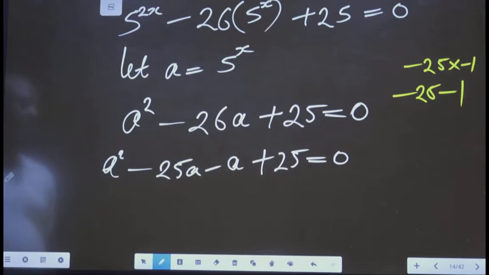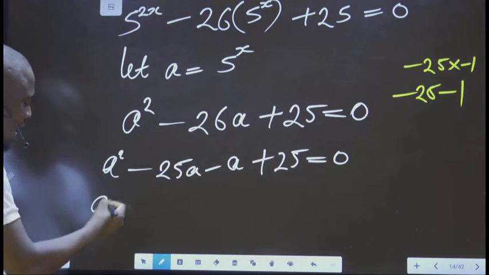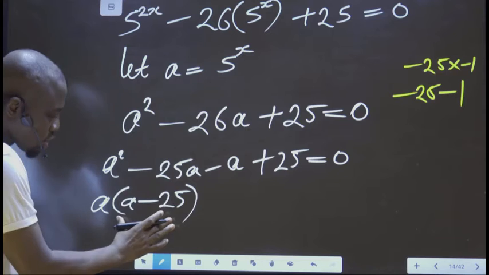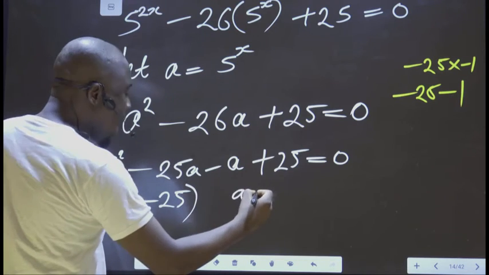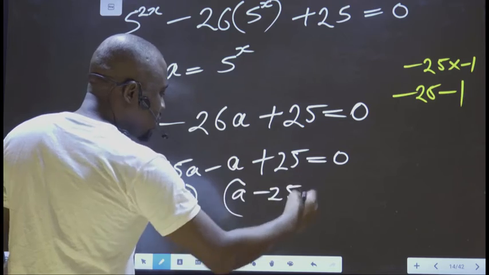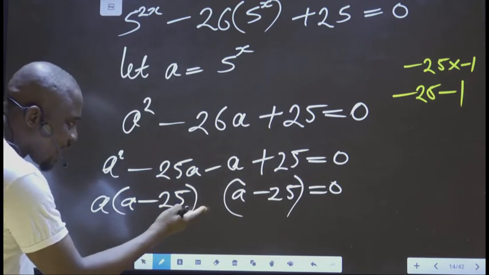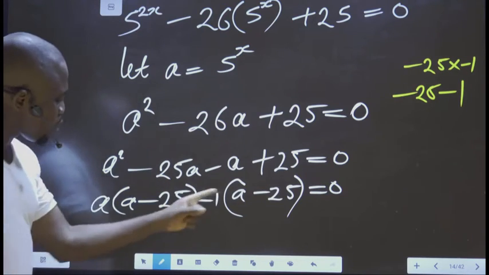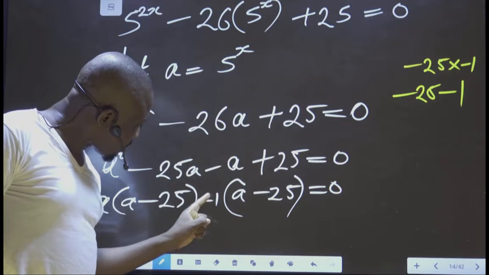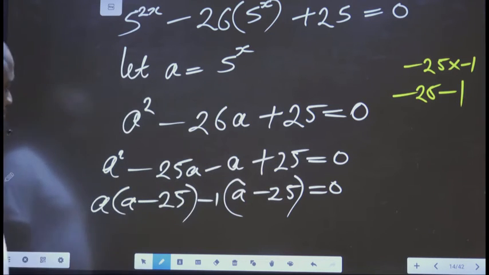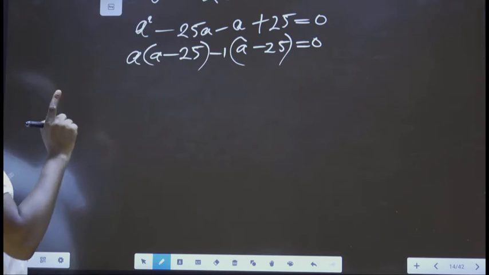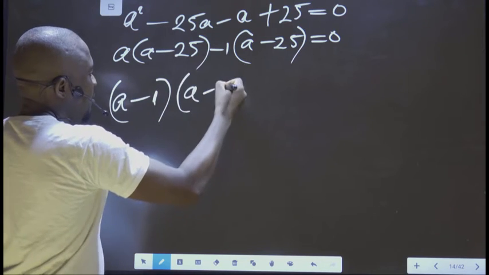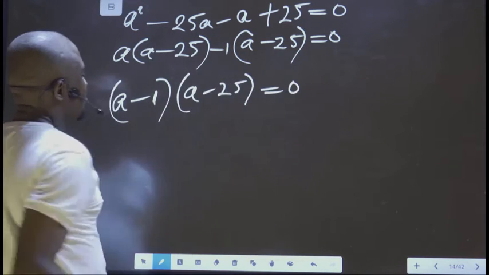You will agree with me by this now. I can say A minus 25. I'm going to also produce this one on the other side by saying A minus 25 equals to 0. What should I put here now to have this back? You agree with me it is minus 1. So minus 1 times this will give me this. Minus 1 multiplied by these two will give me this. Therefore, this guy, A minus 1, A minus 25 is equal to 0.